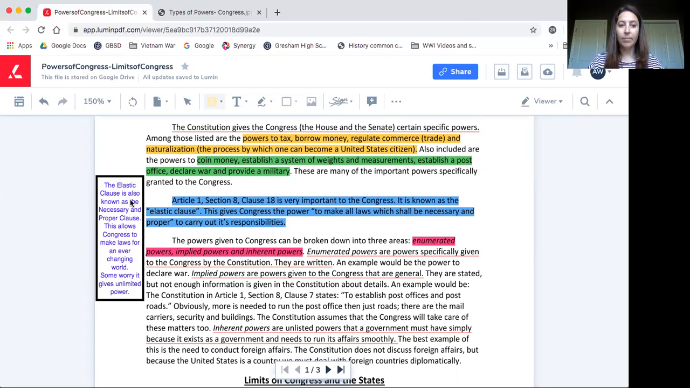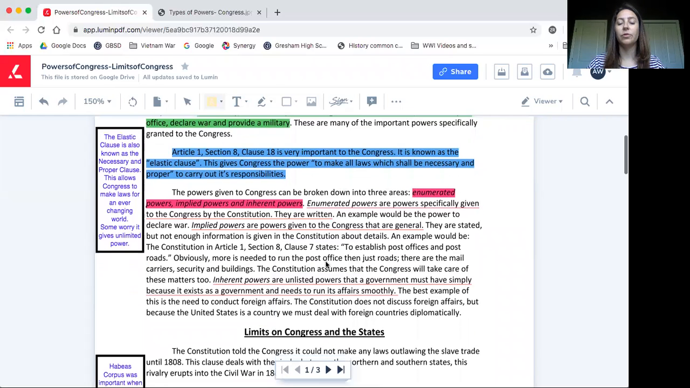A lot of times when I describe the elastic clause, I like to describe it like a rubber band, how a rubber band stretches or constricts, because that's how it is. It changes over time. It allows more things in some periods of time and maybe less in others. So anyway, that's what that's about.